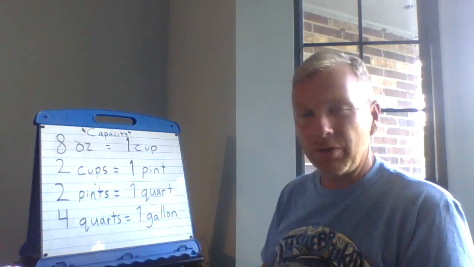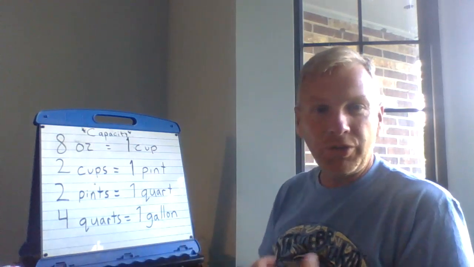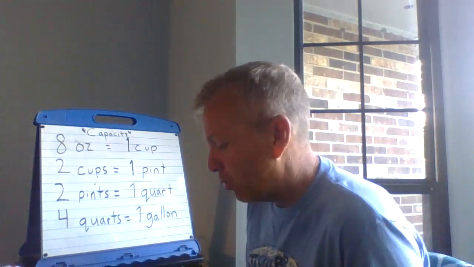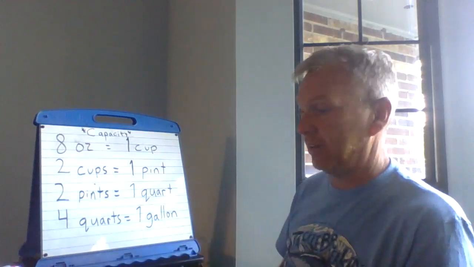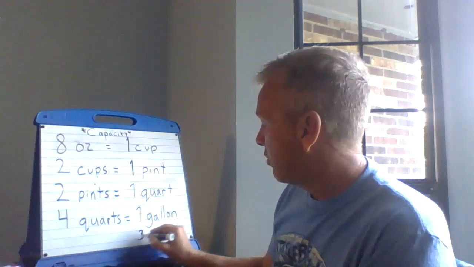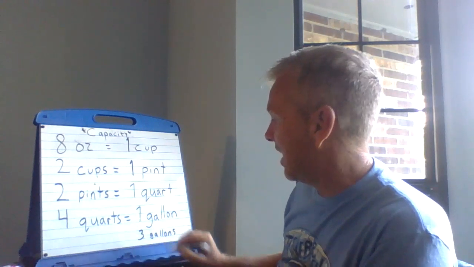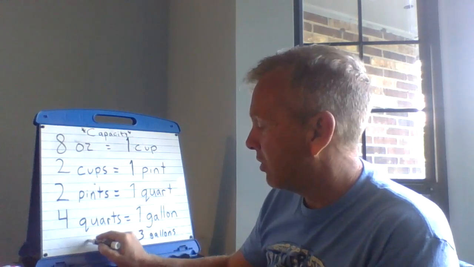And if you start looking at some of the bigger numbers, you can just use your skip counting and your multiplication facts. For example, if we wanted to say we had 3 gallons, I'll go ahead and write this real quick. Say we wanted to know how many quarts it would take.